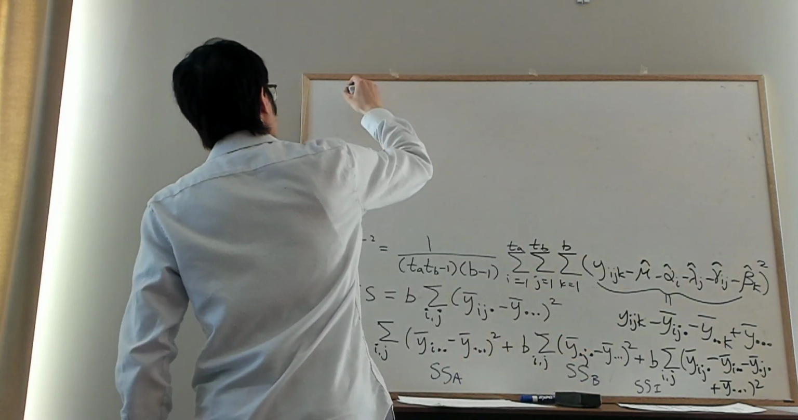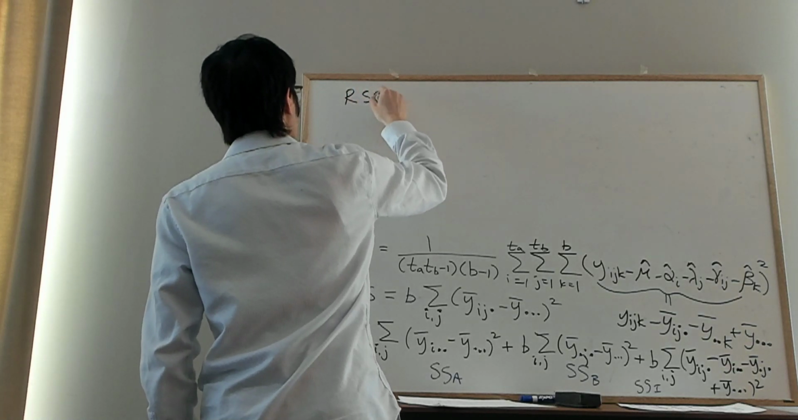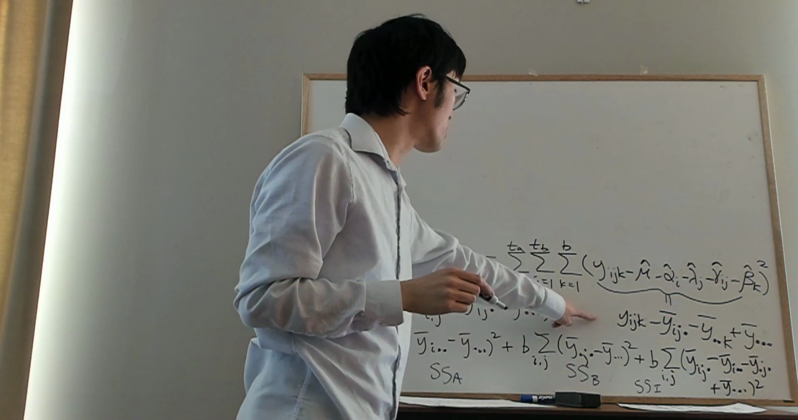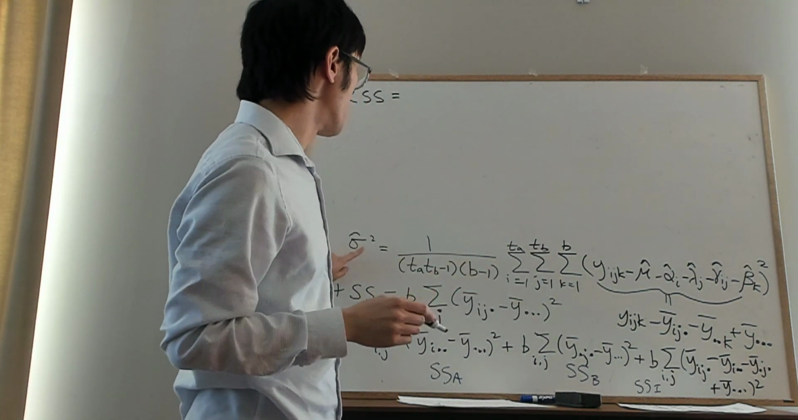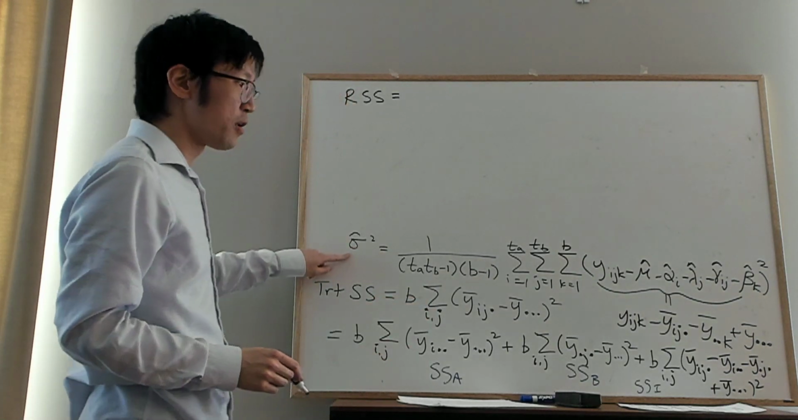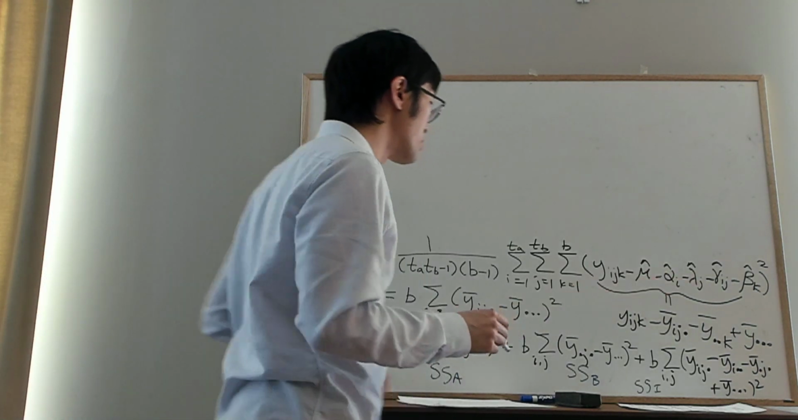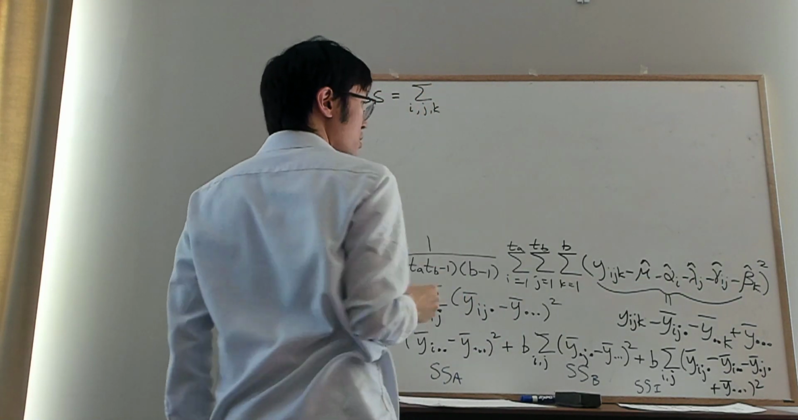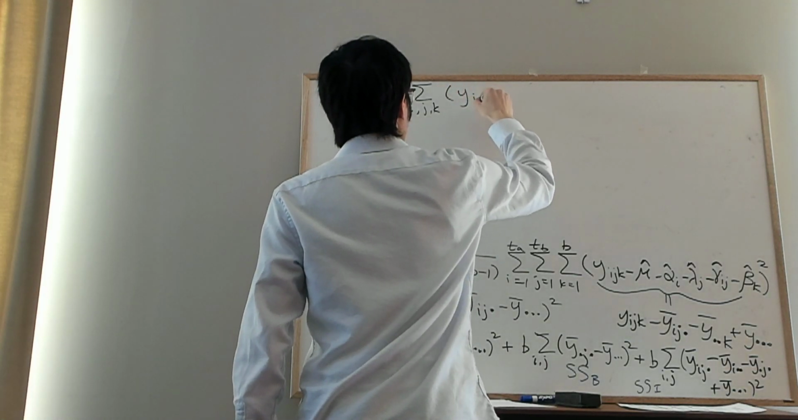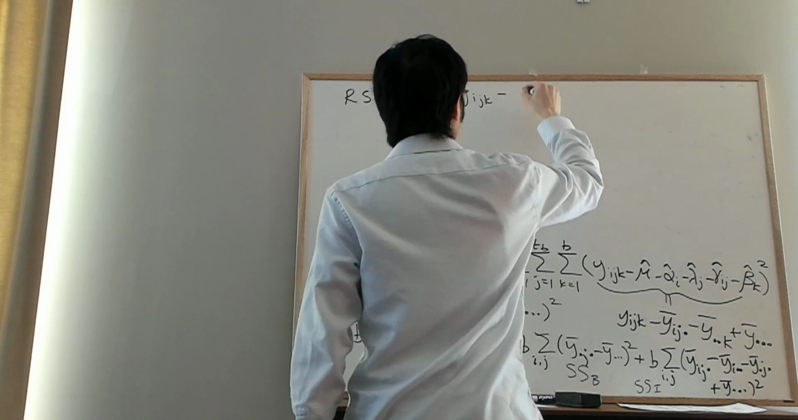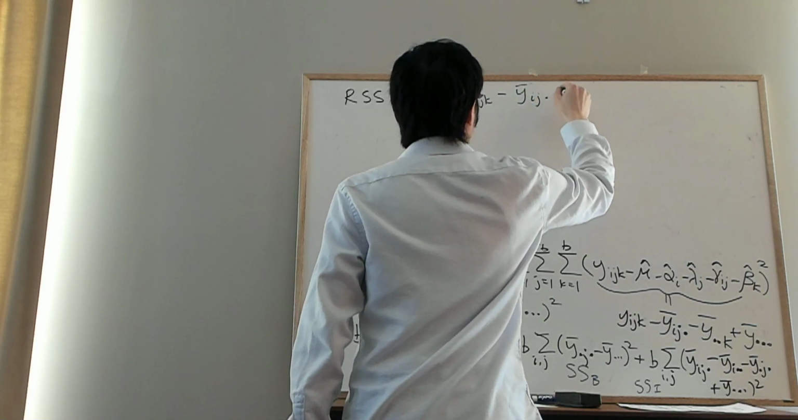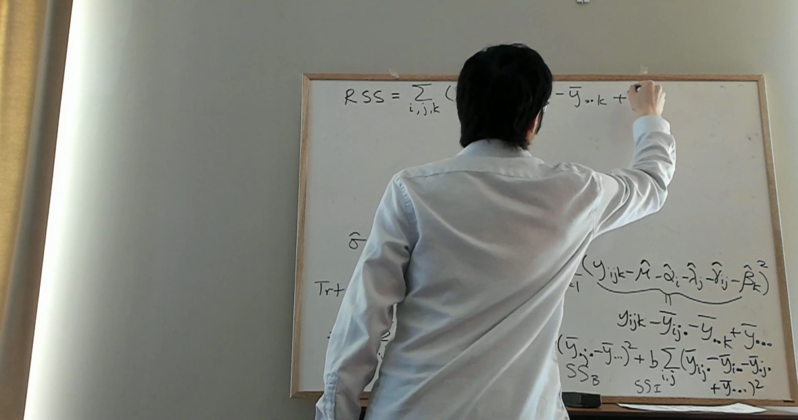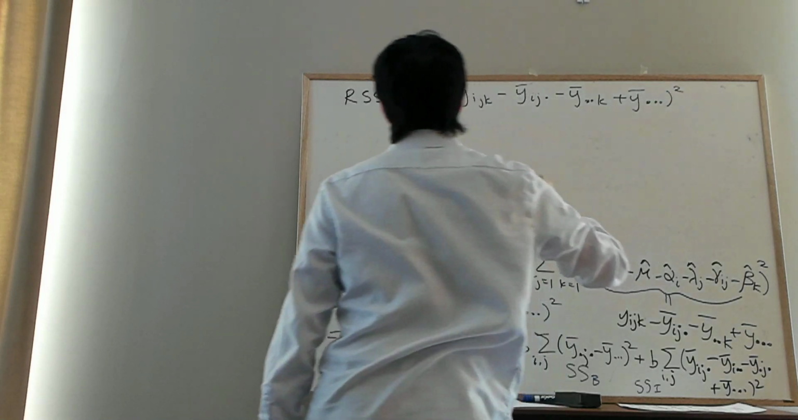Okay, so the first one is the residual. So let's write down the residual sum of squares. Actually, we already know what that is. It's this piece here, the numerator of the sigma squared estimate. So we already have the RSS here. Let me just write that here for completeness. So IJK observation minus treatment mean minus block mean plus overall mean. That's the residual sum of squares.